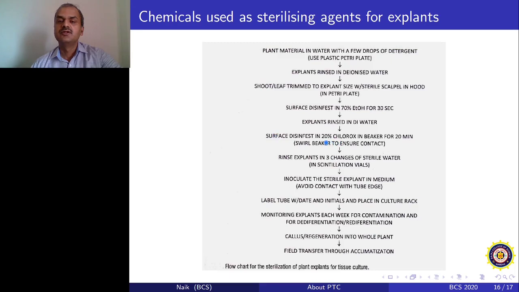Then you can give the Clorox or sodium hypochlorite solution, although not 20% but lesser than that, for 10 minutes, 5 minutes, 20 minutes, and swirl the beaker. That means shake or swirl the beaker at least for the next 20 minutes. Then decant the Clorox and rinse 3 to 5 times with sterile distilled water, and after washing them thoroughly, you should take out that explant in a petri plate.